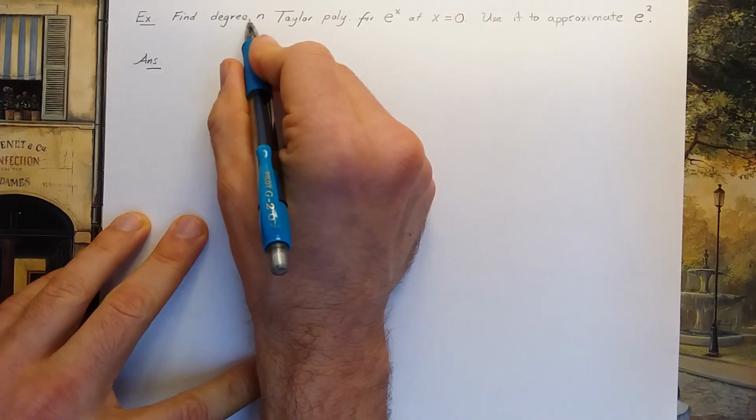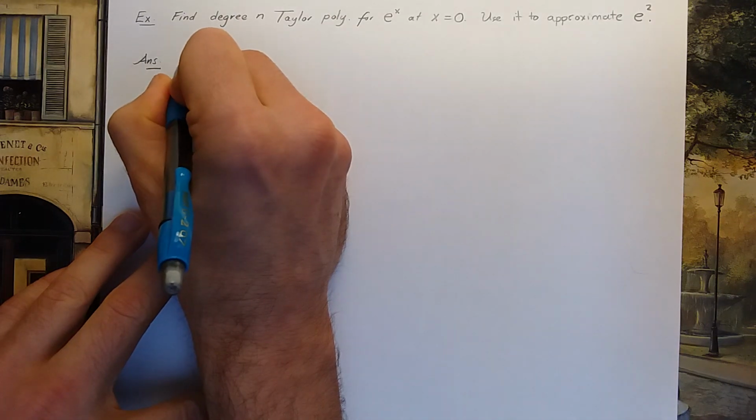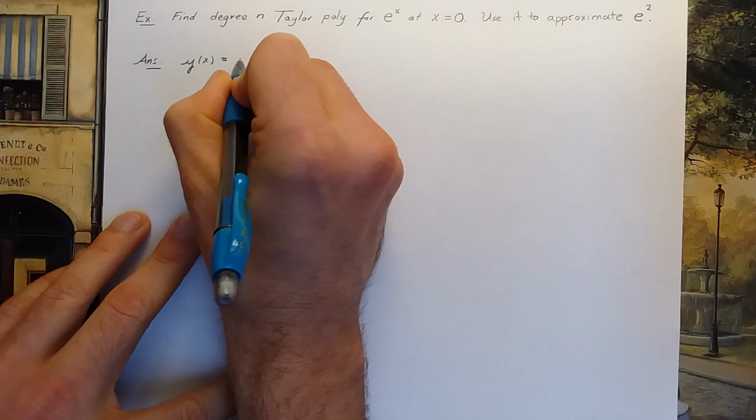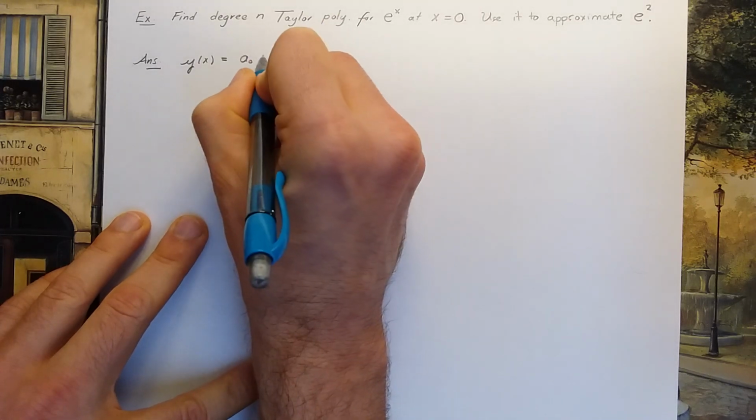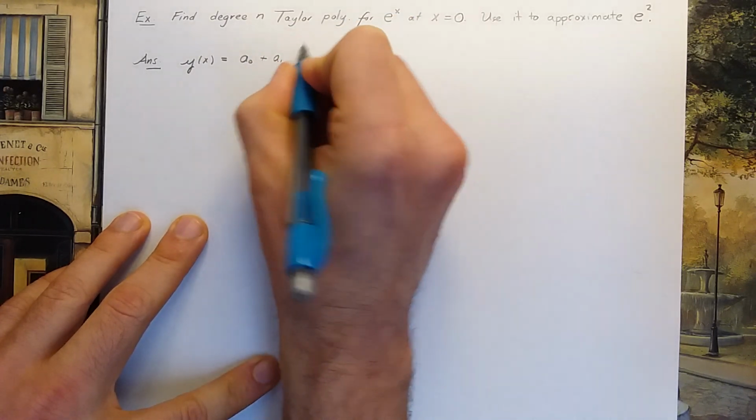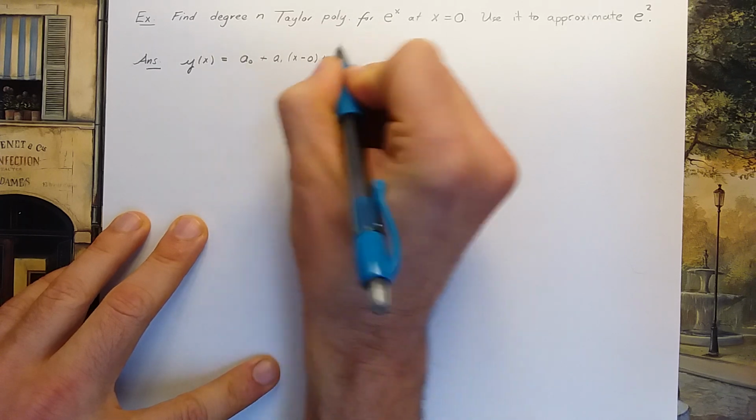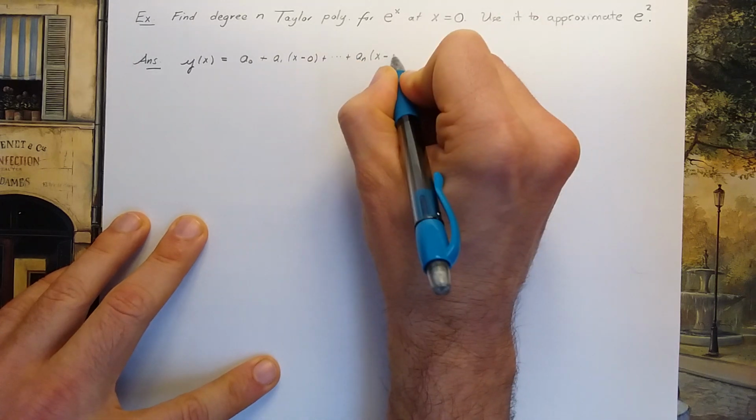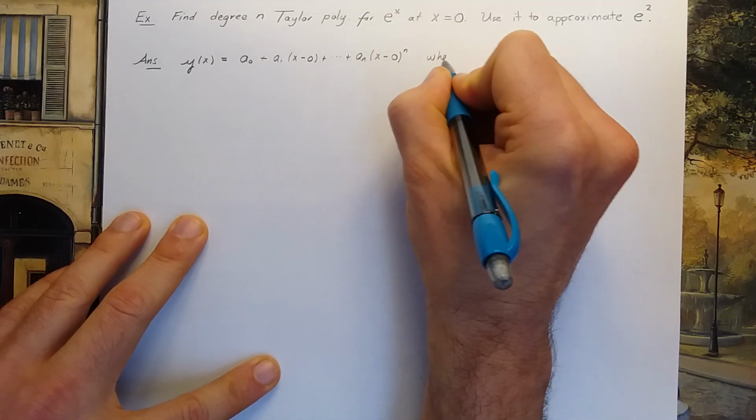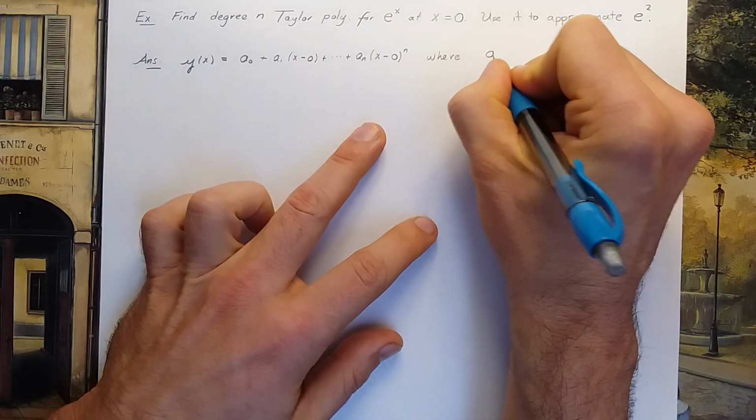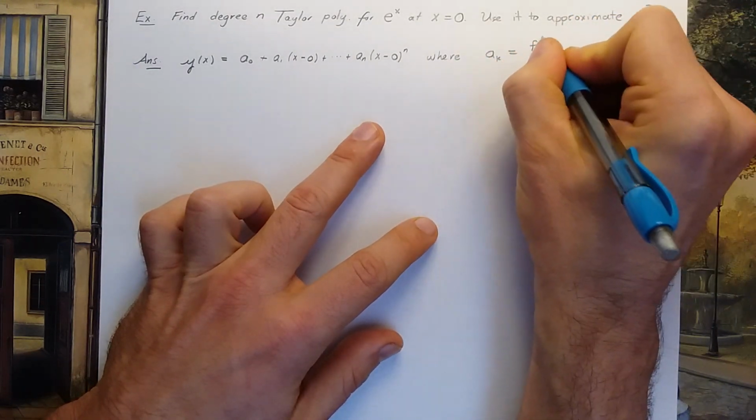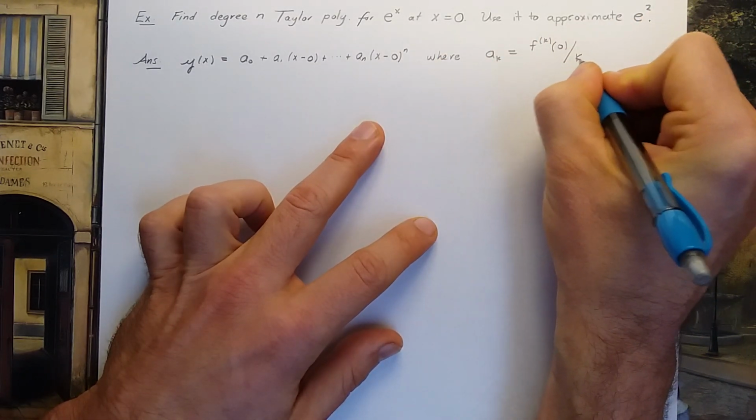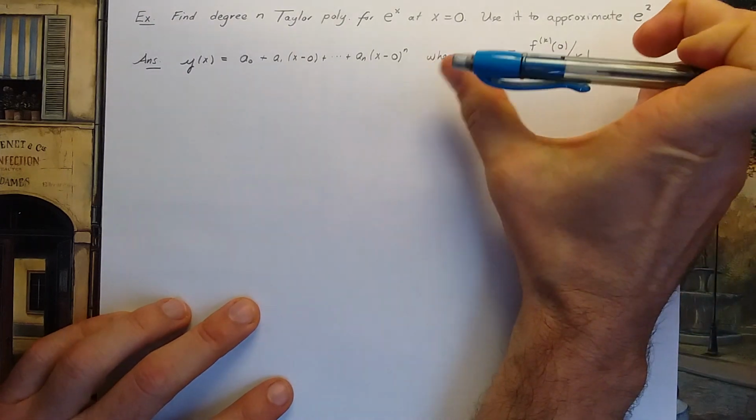First, I need to find the degree n Taylor polynomial. So the degree n Taylor polynomial is y, which is a0 plus a1 (x minus 0) up to an (x minus 0) to the n, where ak is given by the kth derivative evaluated at my center, in this case 0, divided by k factorial.